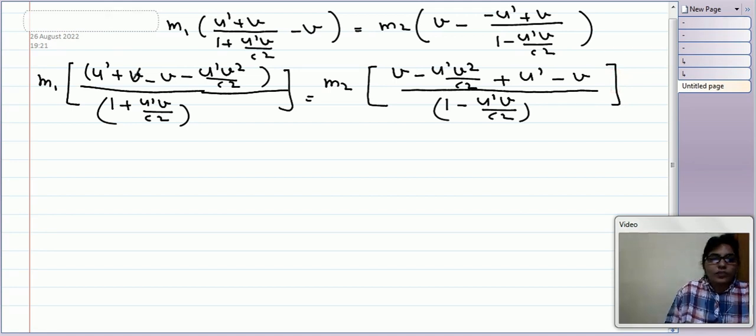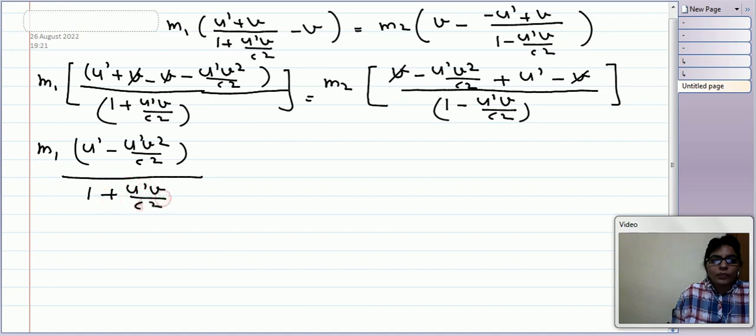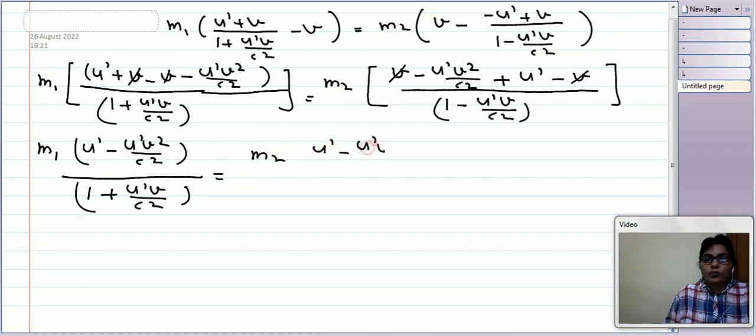So here this v is cancelled with this v, and this v is cancelled with this v. So we are left with m1 into (u dash minus u dash v square by c square) divided by (1 plus u dash v by c square), and this is equal to m2 into (u dash minus u dash v square by c square) divided by (1 minus u dash v by c square).